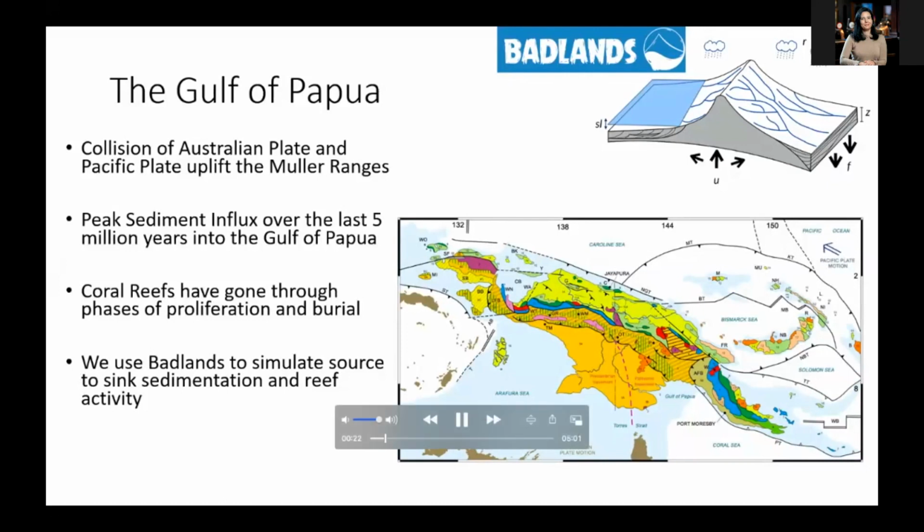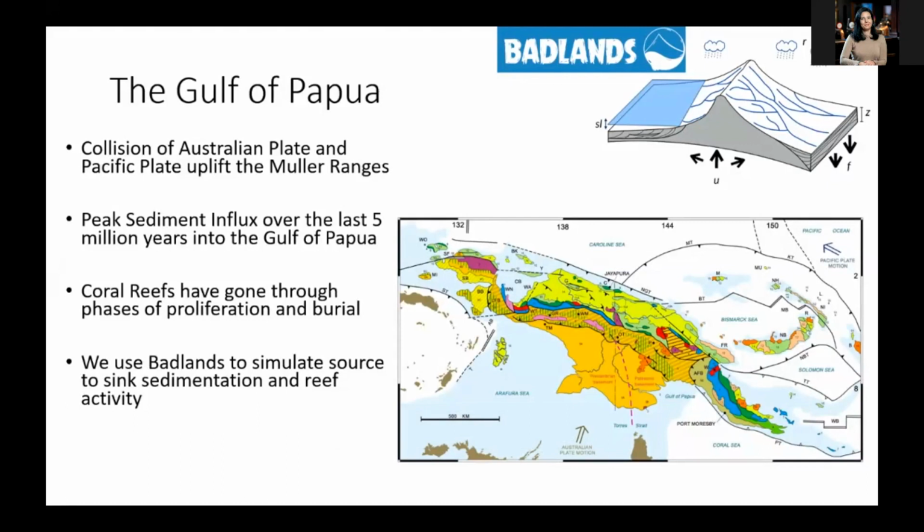So for a quick overview, Papua New Guinea is located in a tectonically complex area full of microplates that was overall forged by the collision of the Australian and Pacific plates. So long story short, the collision uplifts the mountain range here and we get erosion and deposition of sediment into the Gulf of Papua, a basin where sediment influx has peaked over the last 5 million years. In this time, reefs have also been going through phases of proliferation and burial as they try to keep up with changing sea levels and sediment flux.